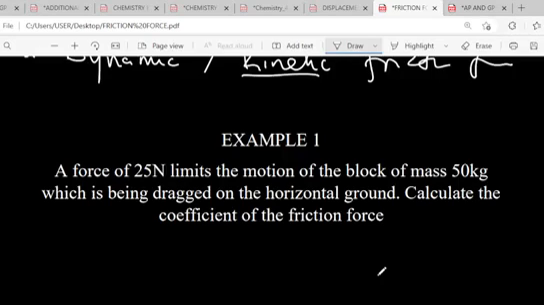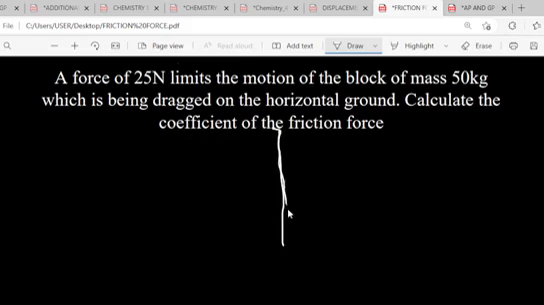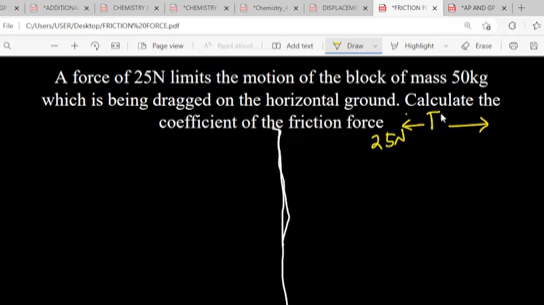The force of 25 Newton limits the motion of the block of mass 50 kg which is being dragged on the horizontal ground. When it says limits, it means that it is producing an opposite force. So if the object is moving to the right, then we have this force of 25 newtons pushing the object to the left.